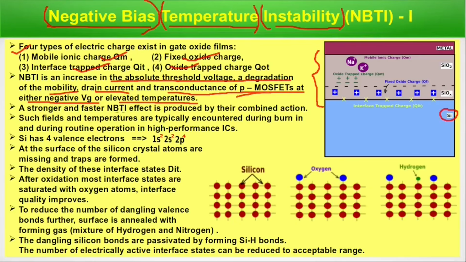A stronger and faster NBTI effect is produced by their combined action. In case of a stronger and faster NBTI effect, it will happen quickly, and even with great degradation, if both of these factors, negative bias and temperature, come into play. Such fields and temperatures are typically encountered during burn-in and during routine operation in high performance ICs. That can happen during burn-in, and during routine operations of high performance ICs.